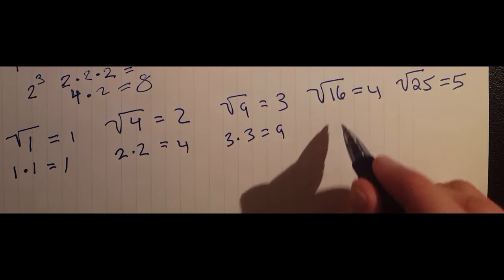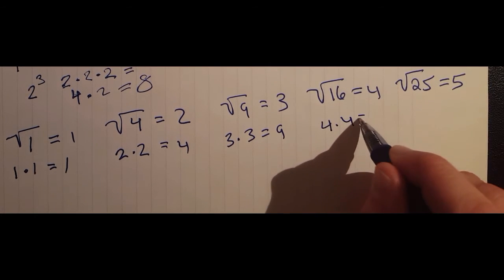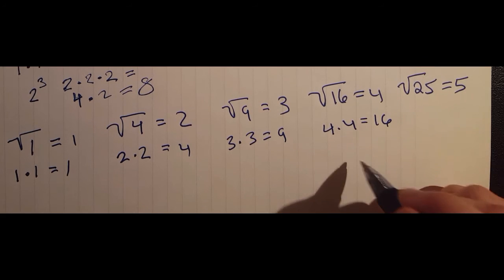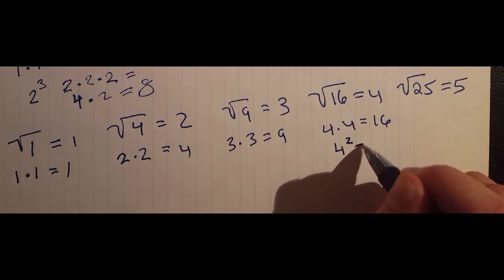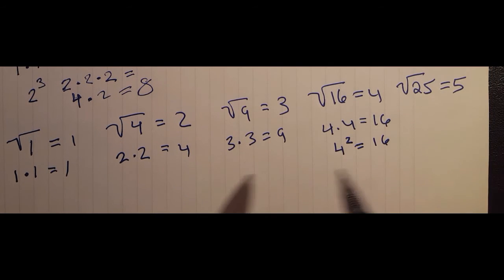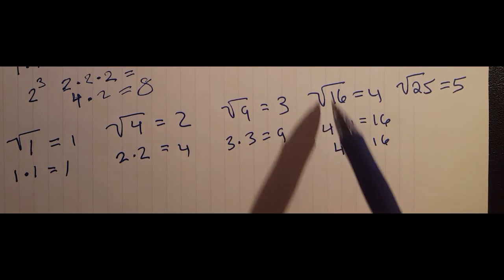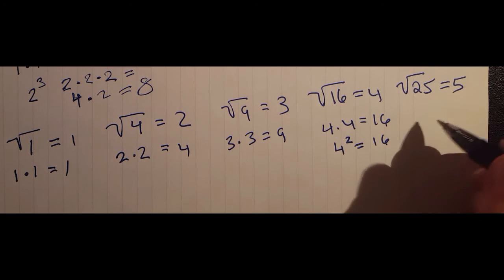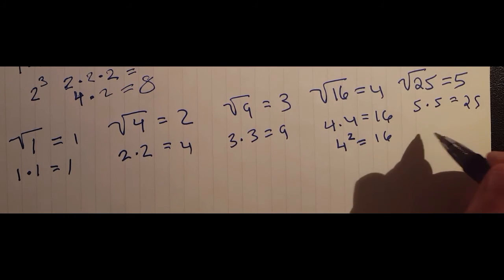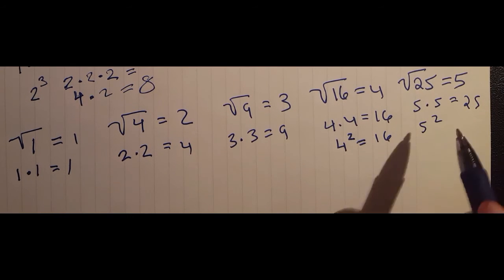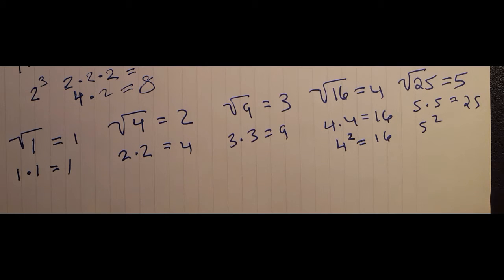And then we go on to 16. 4 times 4 equals 16, and that's just 4 to the power of 2, which will also equal 16. You're just taking 4 out of this square root. We go here and do 5 times 5 equals 25, or 5 squared. Taking 5 out of 25 gives you 5. So now we have a basic understanding of how these two principles work.